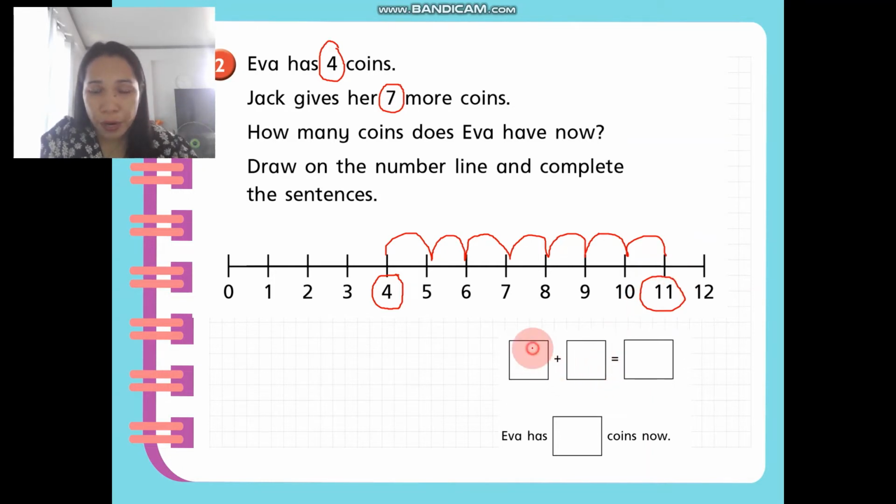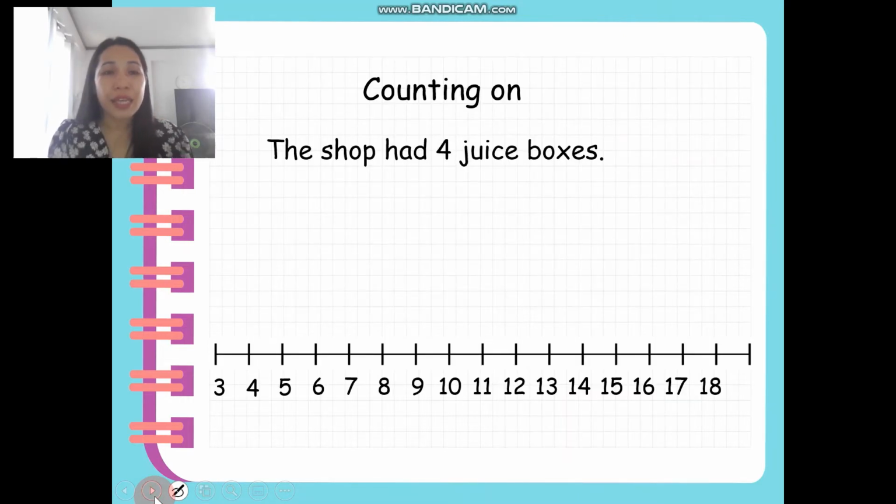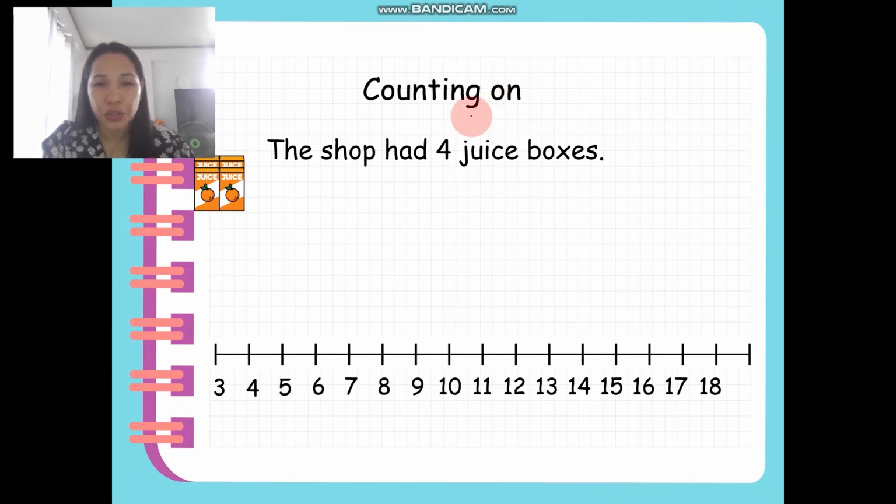So therefore, 4 plus 7 is equal to 11. Okay, so now how many coins does Eva have? So Eva has now 11 coins. Okay, next, let's try this number. The shop has 4 juice boxes. Okay, the shop had 4 juice boxes.